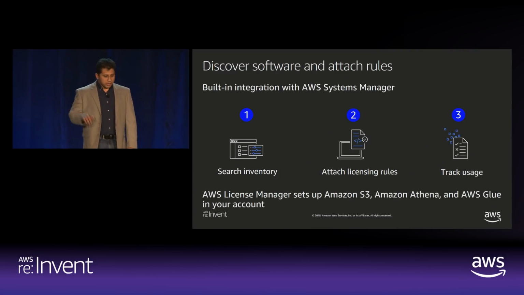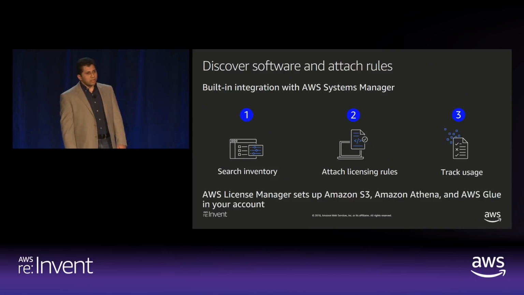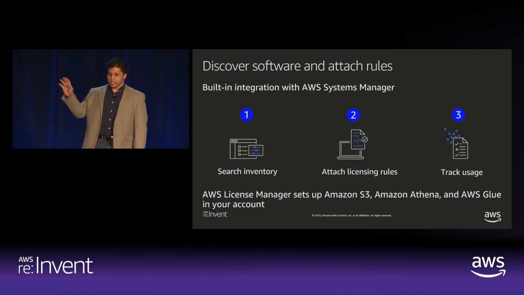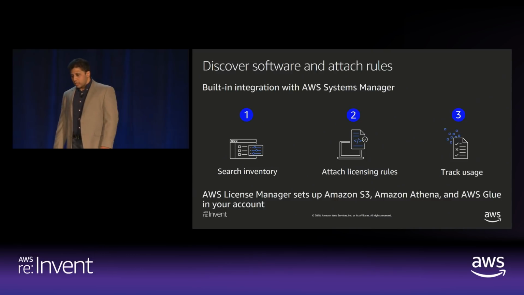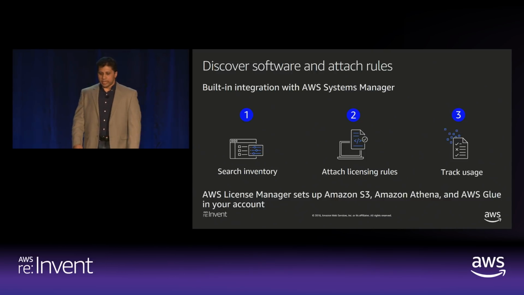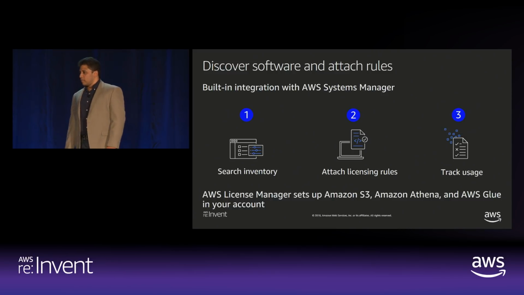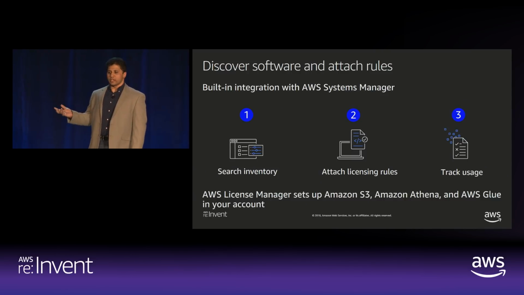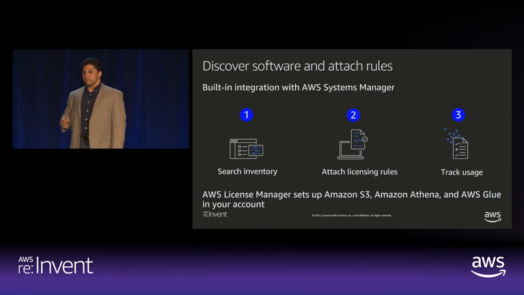Let's talk a little bit about how this is set up. You can leverage the discovery capabilities on day 1. If you have existing servers that are running your own licenses, you can start using the discovery. And later, if you empower your users to bring in additional licenses after you launch, you can again leverage this capability to search for software, search the inventory, attach rules, and then keep track of usage.